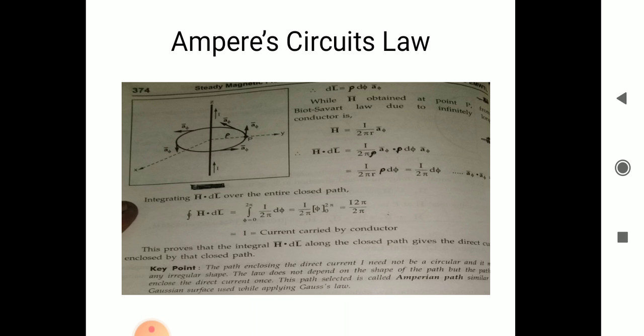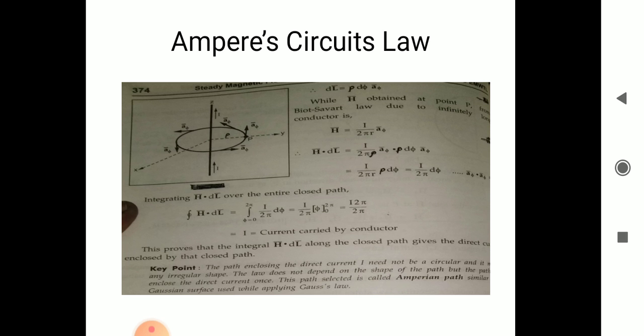Ampere's circuital law states that the line integral of magnetic field intensity around a closed path is exactly equal to the direct current enclosed by that path. Mathematically, we can represent this as closed integral H bar dot dl bar is equal to I, that is, the current carried by the conductor. This is a DC current.